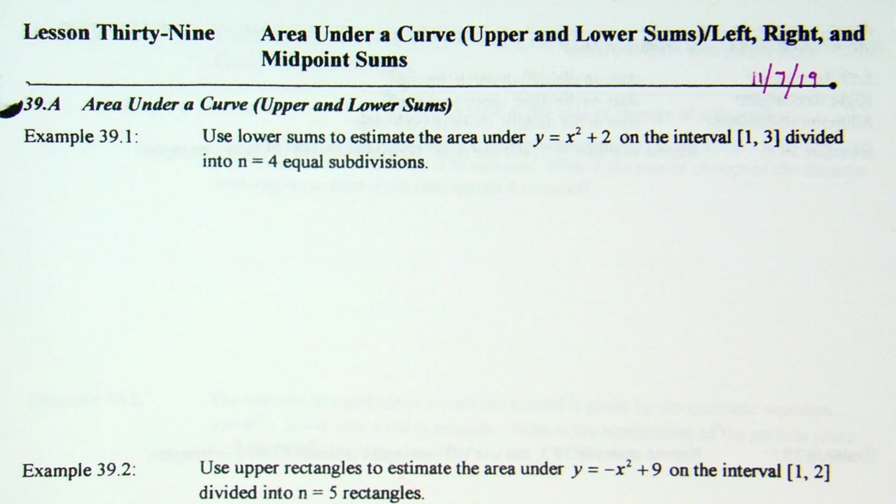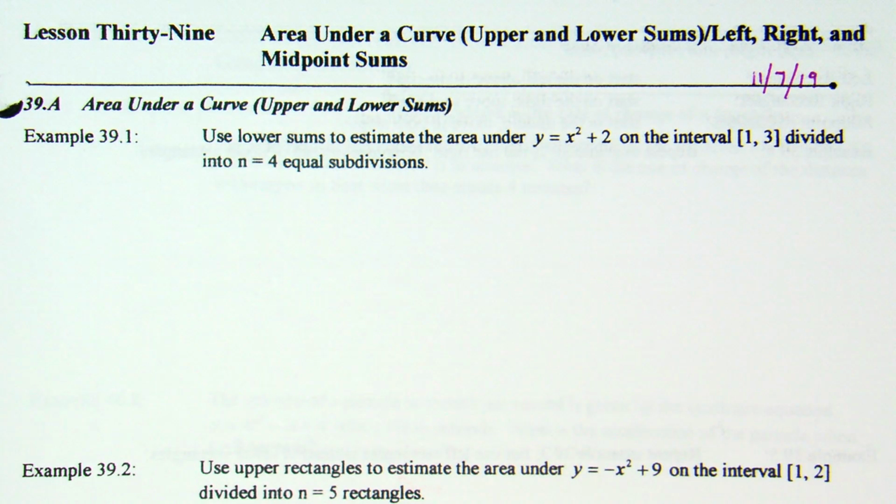So when we look at area under a curve, you'll notice at the top it says upper and lower sums, left, right, and midpoint sums, all depending on how the directions are given. So, the front page I believe is upper and lower. The back page is our left, right, and midpoint sums.